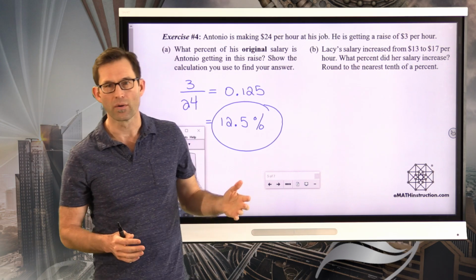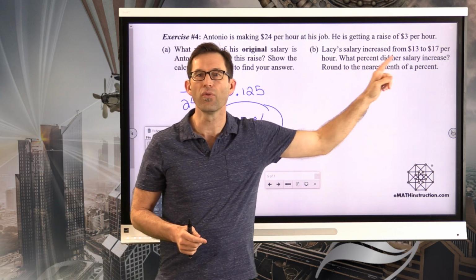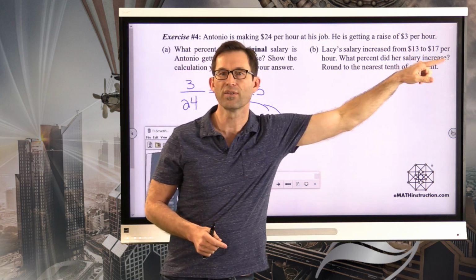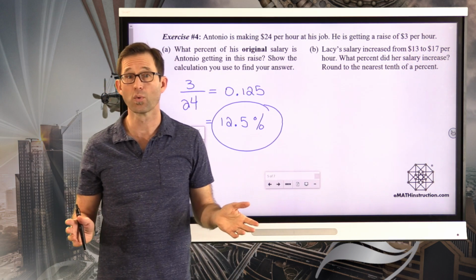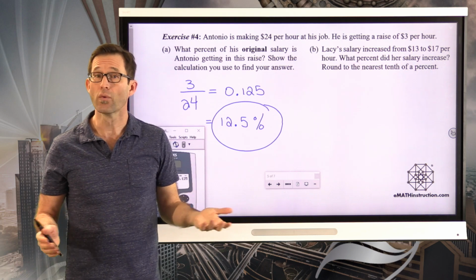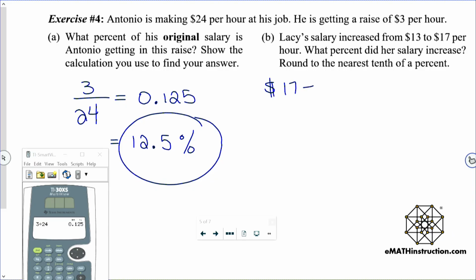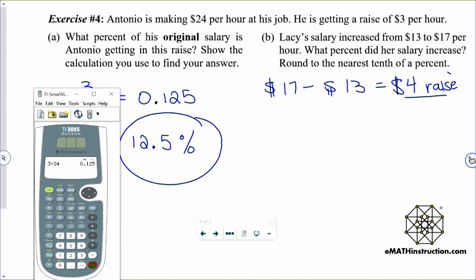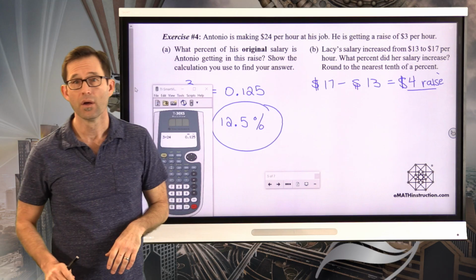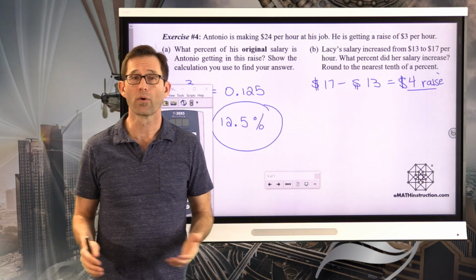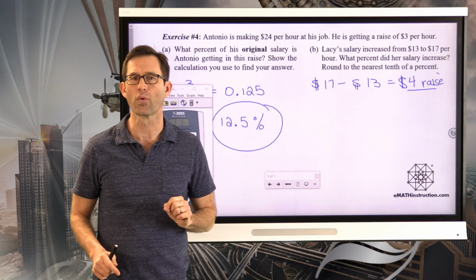Now, this can be much harder because a lot of students will want to say, let me do 13 divided by 17 or 17 divided by 13, both of which would be wrong. All right? What you really have to do is say the following. Well, we had $17 minus $13, and that was a $4 raise. So if you just wanted to know what was Lacey's raise, well, her raise was a $4 per hour raise, but we want to know the percent of her raise.